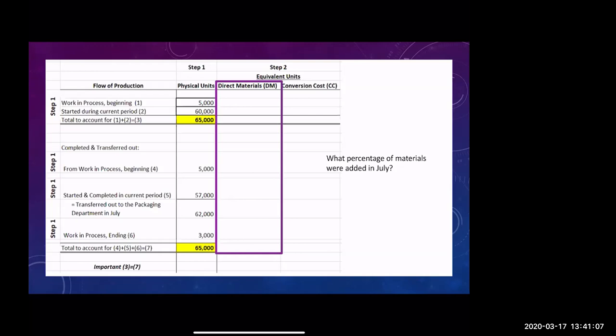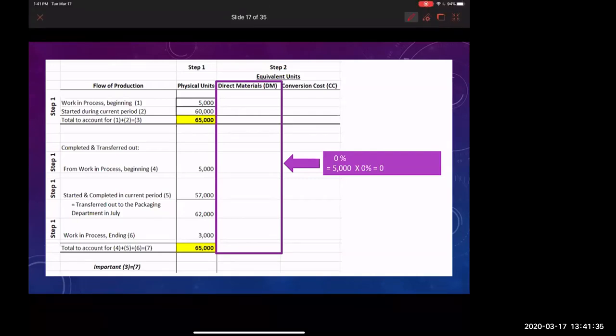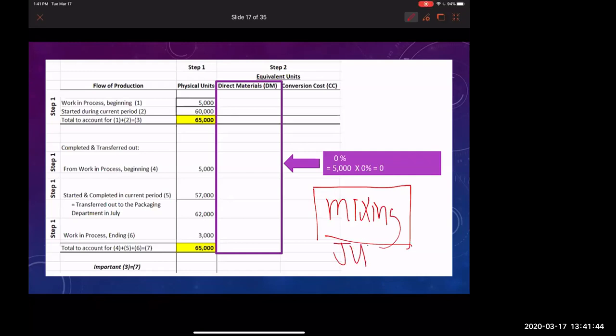It says, what percentage of materials was added in July just for work in process beginning? Here I would say it's 0%. And the reason we say it's 0% is because remember, these 5,000 units or gallons of ice cream represent what came over from the prior period. Now remember, we said that 100% of all direct materials is added at the beginning of the process. So here is my mixing department, and let's say this is the month of June. And then this is going to be the month of July.